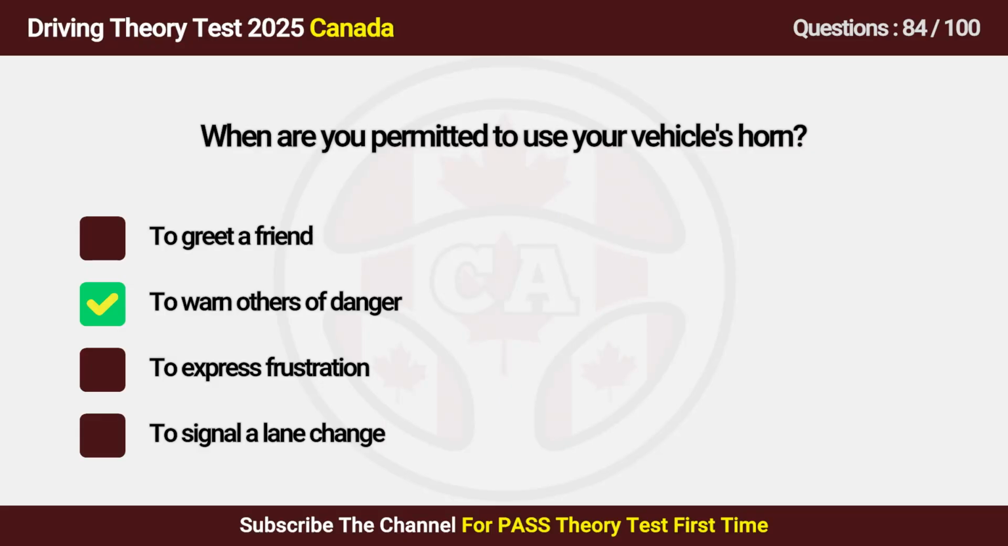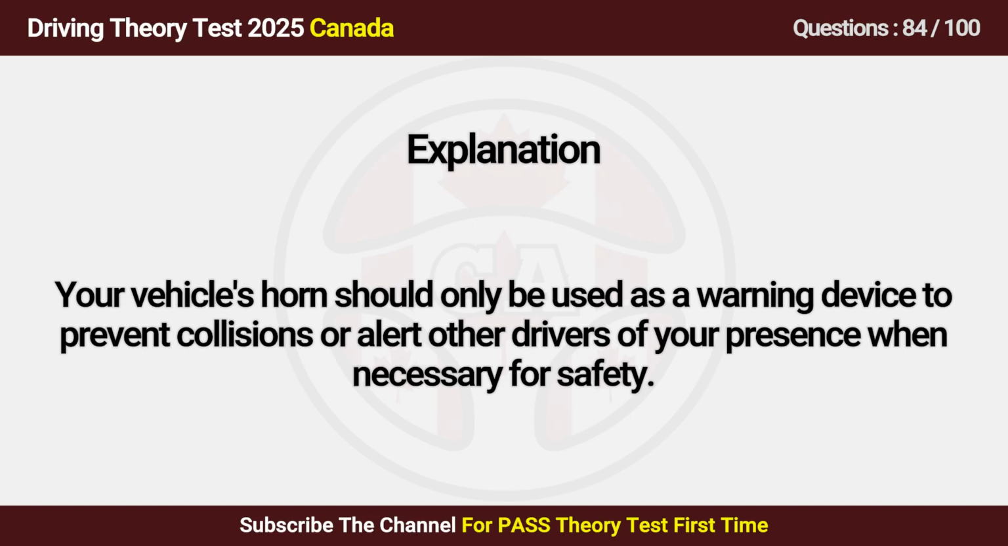Answers is B. To warn others of danger. Your vehicle's horn should only be used as a warning device to prevent collisions or alert other drivers of your presence when necessary for safety.